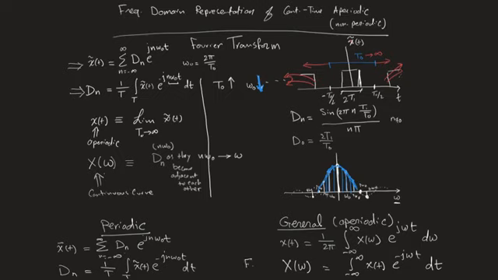So this is the Fourier transform of the signal, and this is the inverse Fourier transform of the signal. Inverse Fourier transform and Fourier transform.